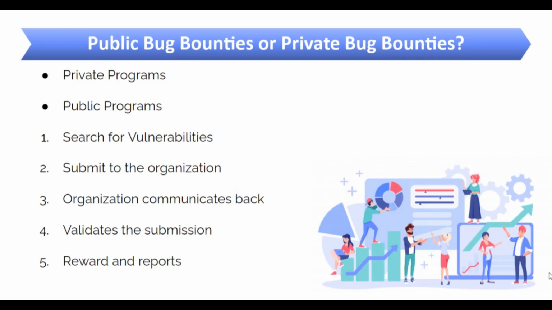Third step is the organization communicates back to a bug bounty hunter if they find the reports good. Fourth one is, once they establish a relationship between hacker and the company, the organization validates the submission and checks with their internal security team whether this vulnerability exists or not. And the last one is, if the vulnerability exists and it is a good priority and if it is going to cause a great impact on a company, then the hacker will get rewarded with the reports.